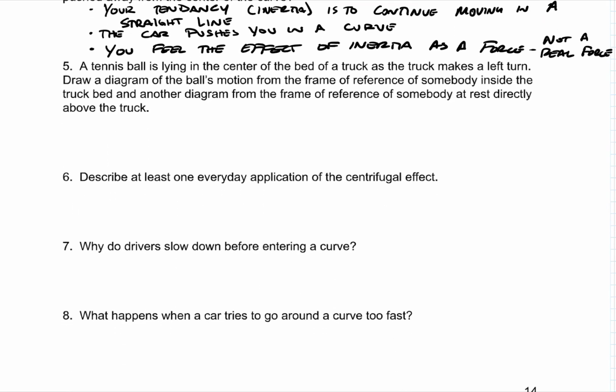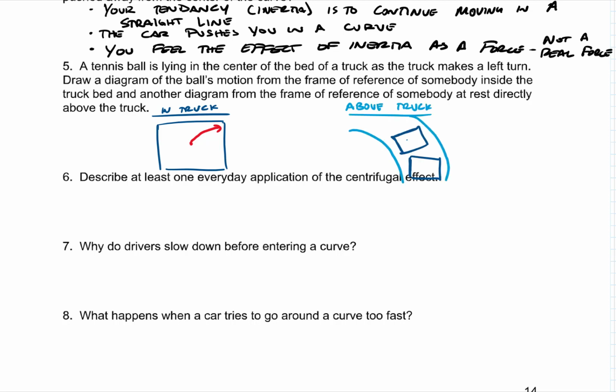A tennis ball is in the center of a truck bed as it makes a turn to the left. Draw a diagram of the ball's motion from the frame of someone inside the truck bed. So if you're inside the truck bed, here's your truck bed. If you're inside the truck bed, what you see is the tennis ball fly off to the right. Absolutely. When you are above the truck bed, just hanging out looking down, you see the tennis ball there, and you see that it is following a straight line path.